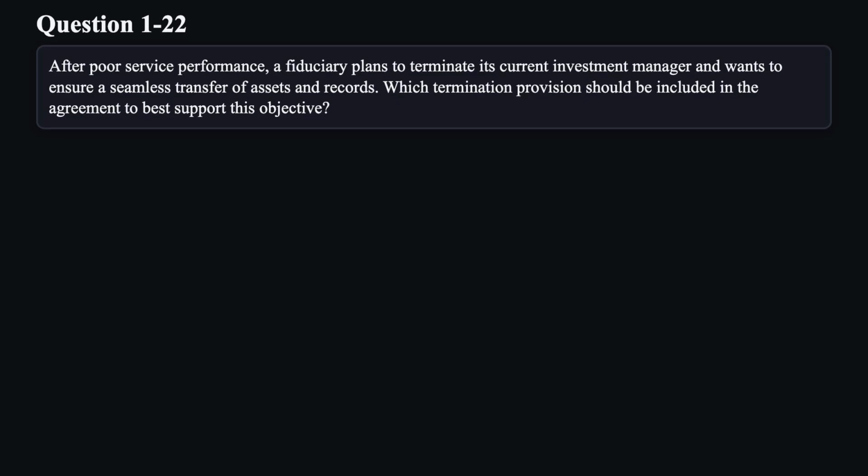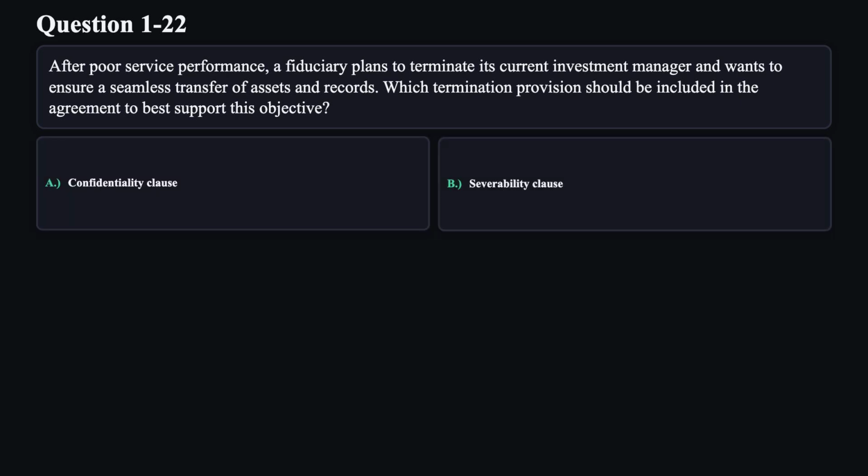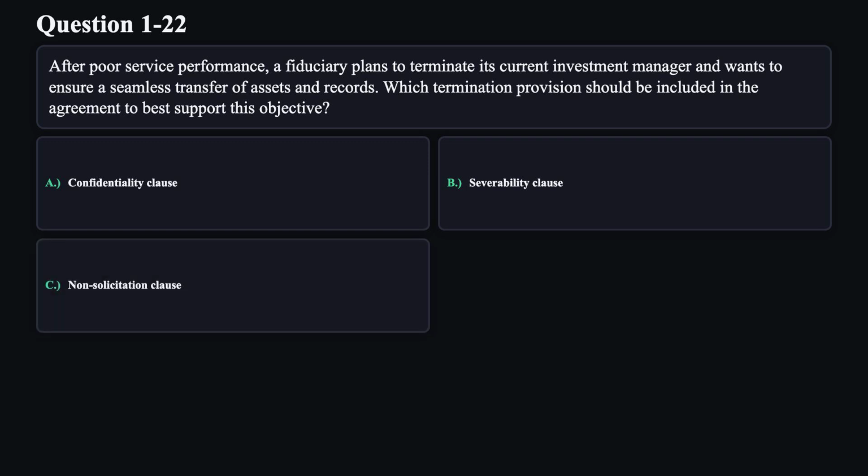Question 22. After poor service performance, a fiduciary plans to terminate its current investment manager and wants to ensure a seamless transfer of assets and records. Which termination provision should be included in the agreement to best support this objective? A. Confidentiality clause. B. Severability clause. C. Non-solicitation clause. D. Transition assistance clause.